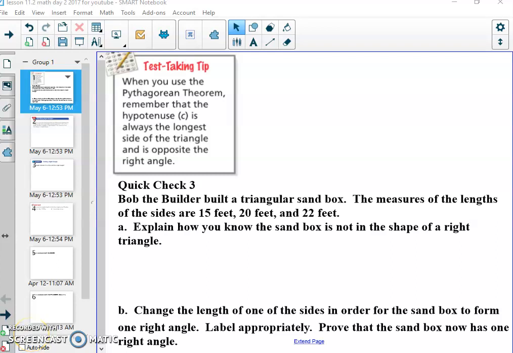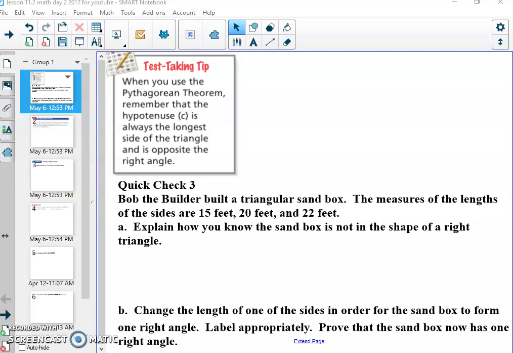Right, we're going to continue our work with the Pythagorean theorem now and use it to solve more problems. So in our problem here, Bob the Builder has a triangular sandbox. I don't know why he'd build a sandbox that's a triangle, but he did. Okay, and the lengths of the sides are 15 feet, 20 feet, and 22 feet.